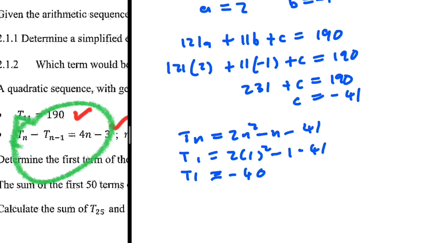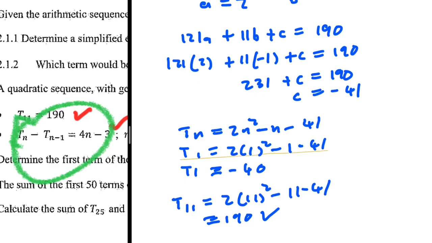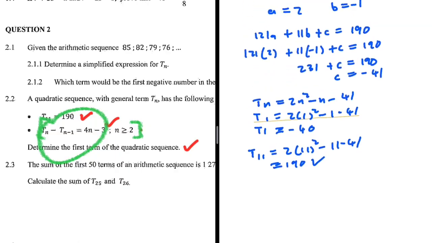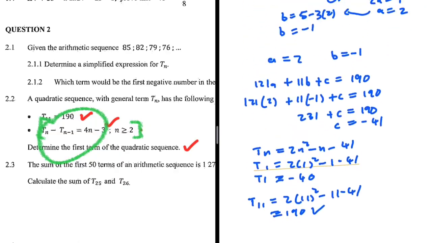But let me check T11 and see if I get 190. So 2 multiplied by 11 squared minus 11 minus 41, I'm getting 190. So I'm a bit confident that we have solved this system of equations correctly. So that is 2.2. Let me know in the comments, did you manage to figure this one out, or did you use a different approach and got to the same answer? Let's talk in the comments.